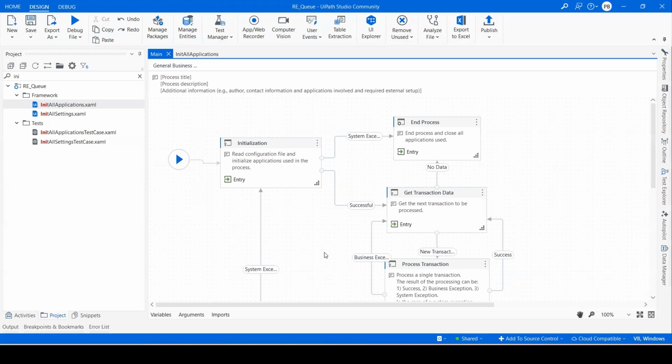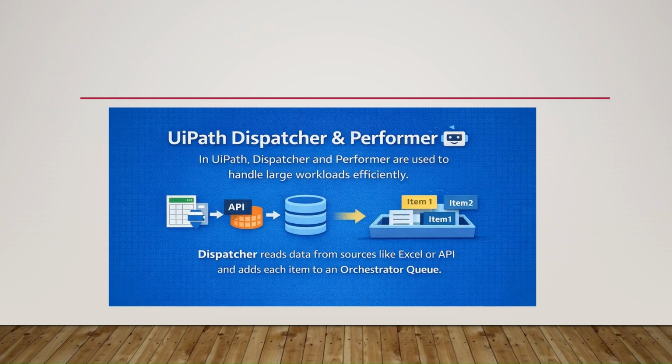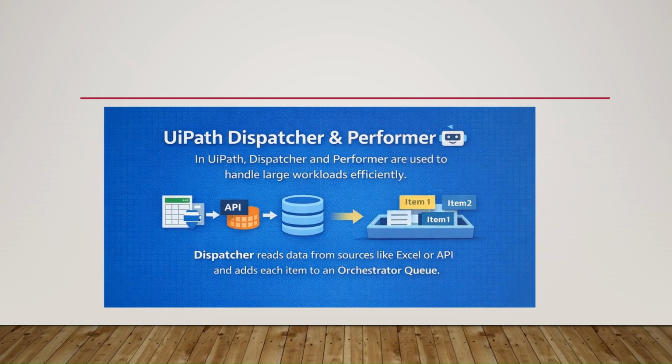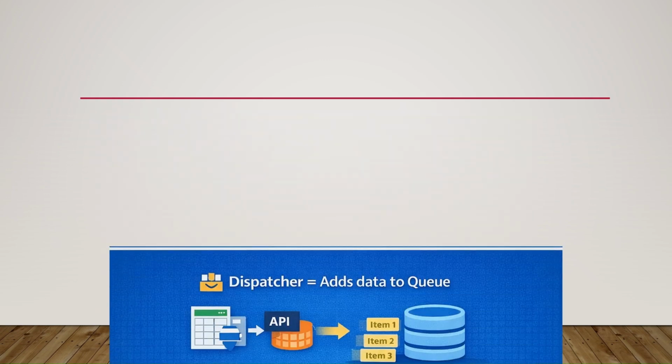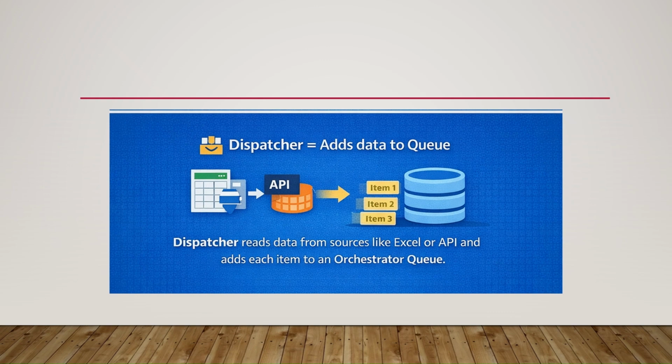All right. Now, what is dispatcher and performer? In UiPath, large processes are often split into two parts, the dispatcher and the performer. Now, the dispatcher is responsible for collecting the data, for example, reading the data from an Excel file or web application. And then it uploads the data to a queue.